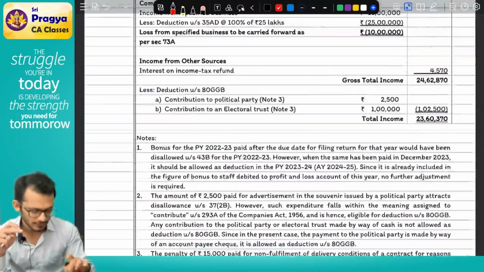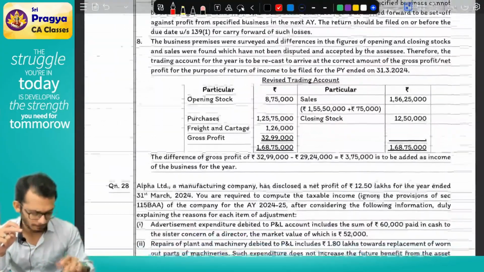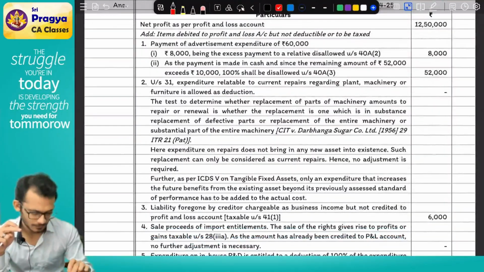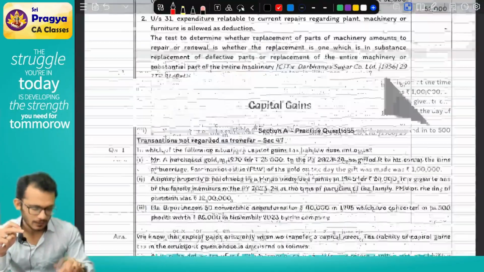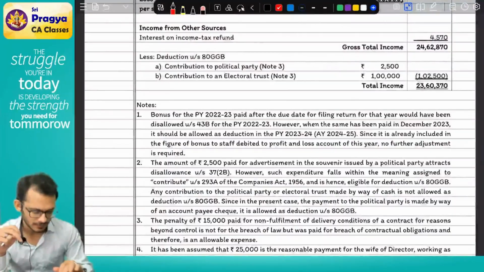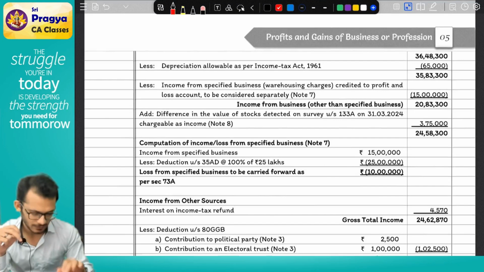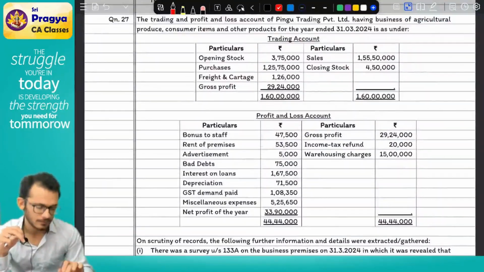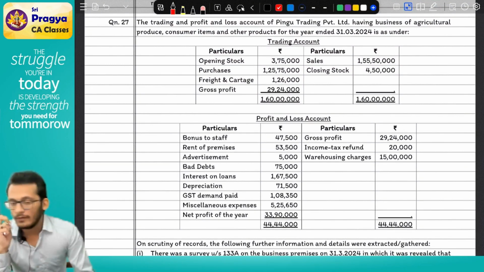Is there one more question or is this the last question? There's one more question. Okay, let's solve the other question. Okay, what is this question? Where is it? This question, no? Okay, perfect. Yes, we're looking at the question.